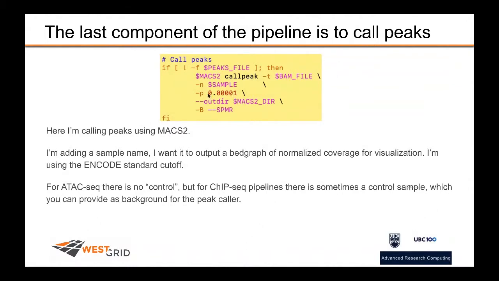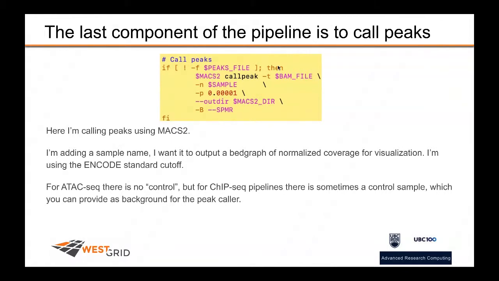We have a threshold for the significance cutoff. We have an output directory where these results are going to go. And then lastly, I want to store a bedgraph, which is normalized per million reads mapped, and that's going to help with visualization after the fact.